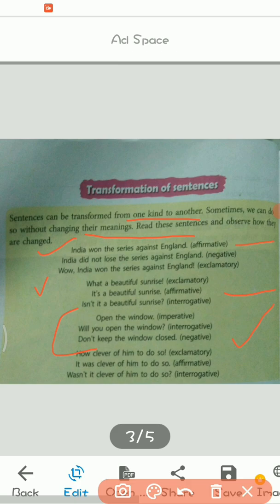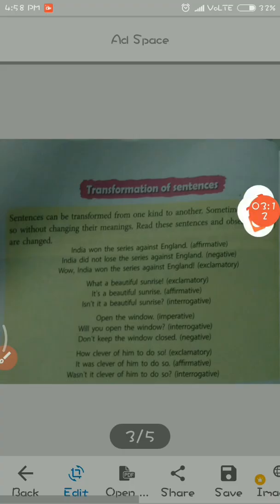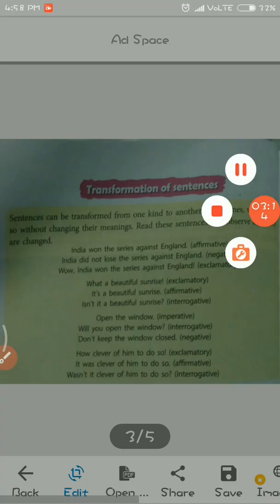How clever of him to do so. It was clever of him to do so. Was not it clever of him to do so? So these are a few sentences which show the transformation of sentences. Now let me move to the next page.